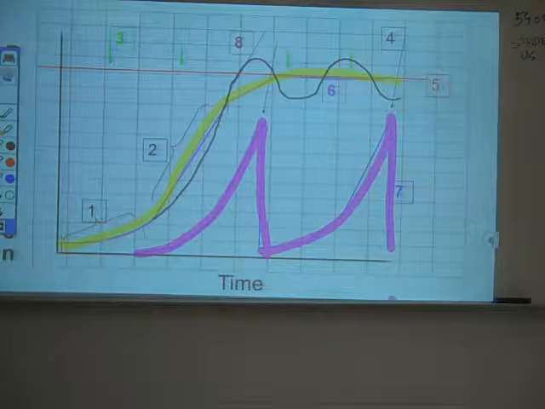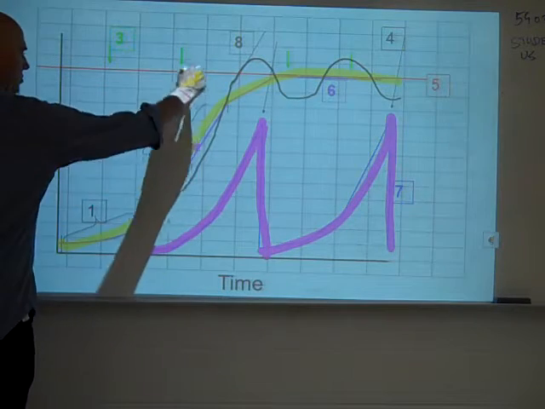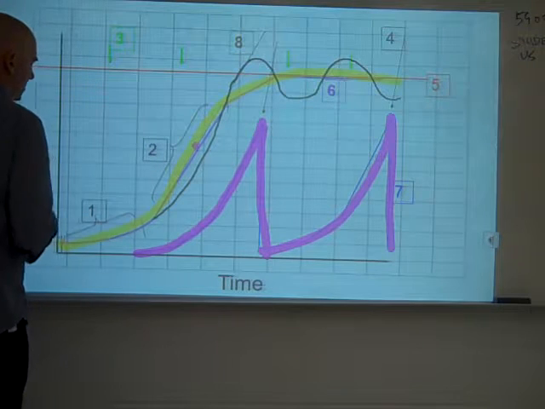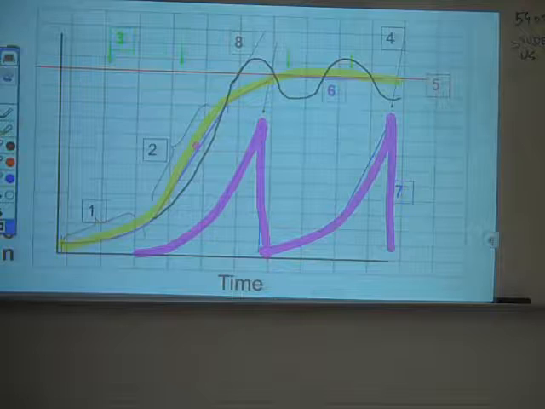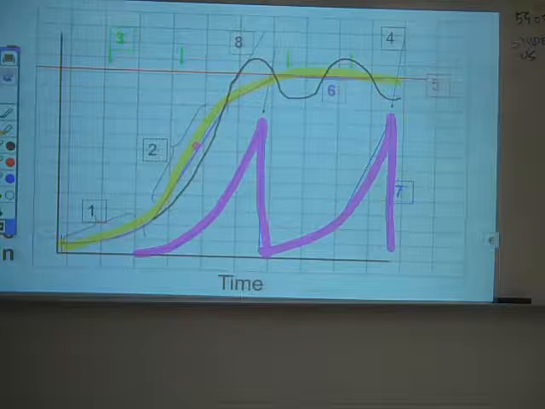Any questions? K versus R strategists and the growth curves that they have there. Exponential growth phase, and make sure you understand what the term exponential growth means, that it increases, and it increases by more each time. We can represent it with an exponent, that kind of thing. All right.